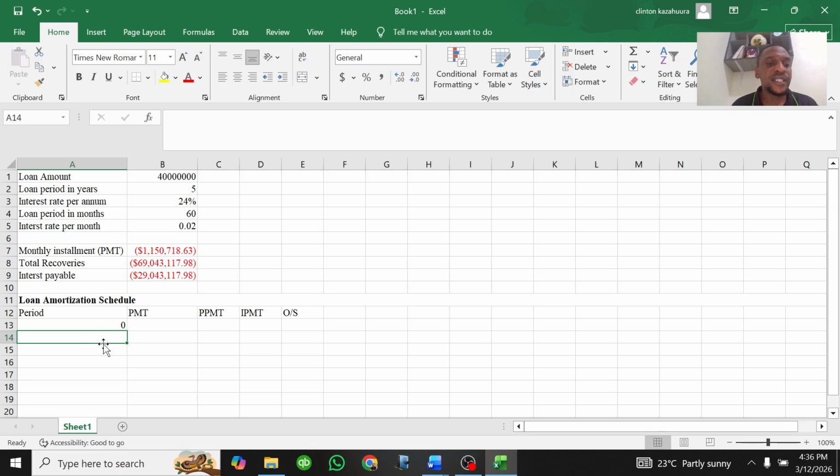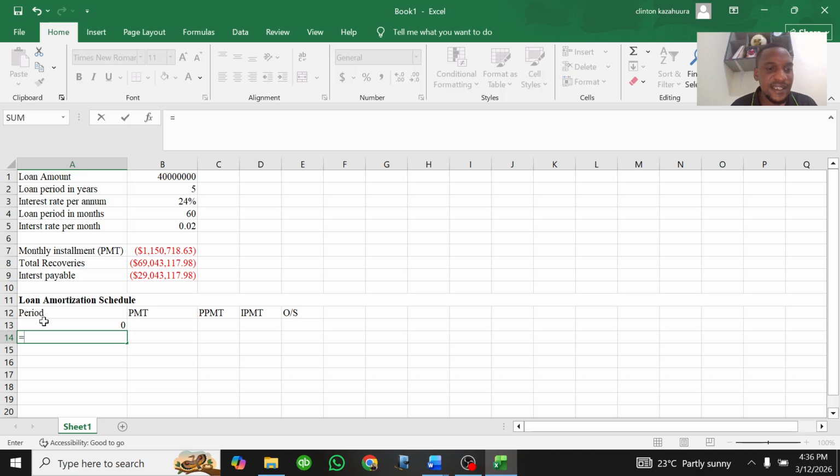So I'm going to create more periods, 60 periods, because the loan period is 60. So we need months from 1 up to 60. But I'm not going to put it in manually. We have to create an appropriate formula to create that.